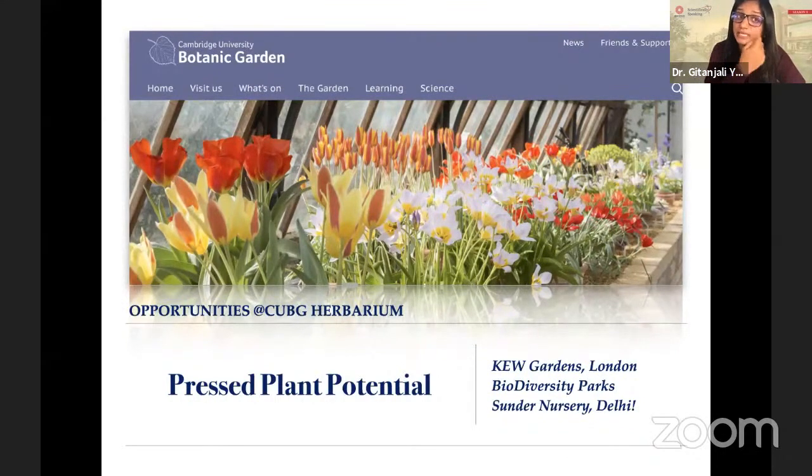If you go to a herbarium, there's a lot of pressed plant potential, because at the herbaria at Cambridge and the herbarium at Kew Gardens, we are able to use plant samples and try to understand what the genes were in these older plant samples. In India, there is far, far more scope for studying herbaria and botanical garden specimens, because we have biodiversity hotspots like very few other places in the world have.